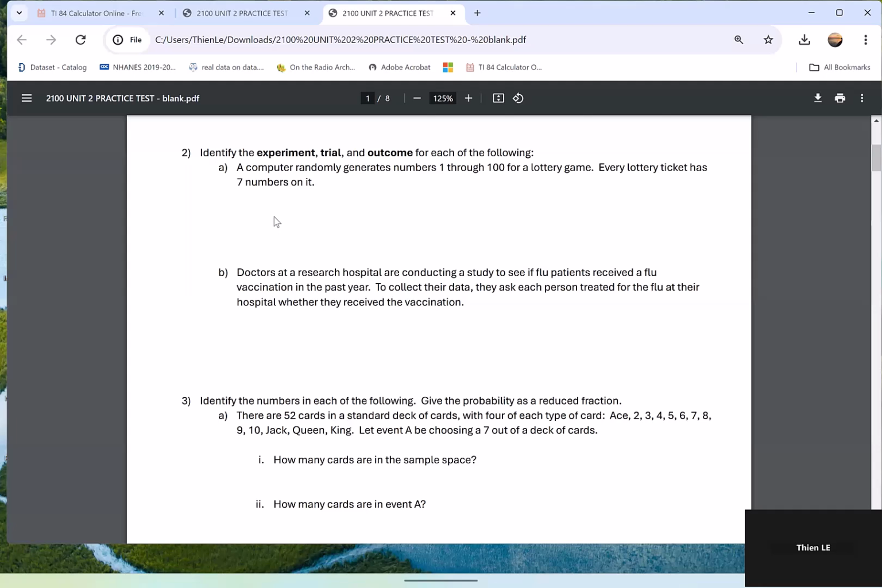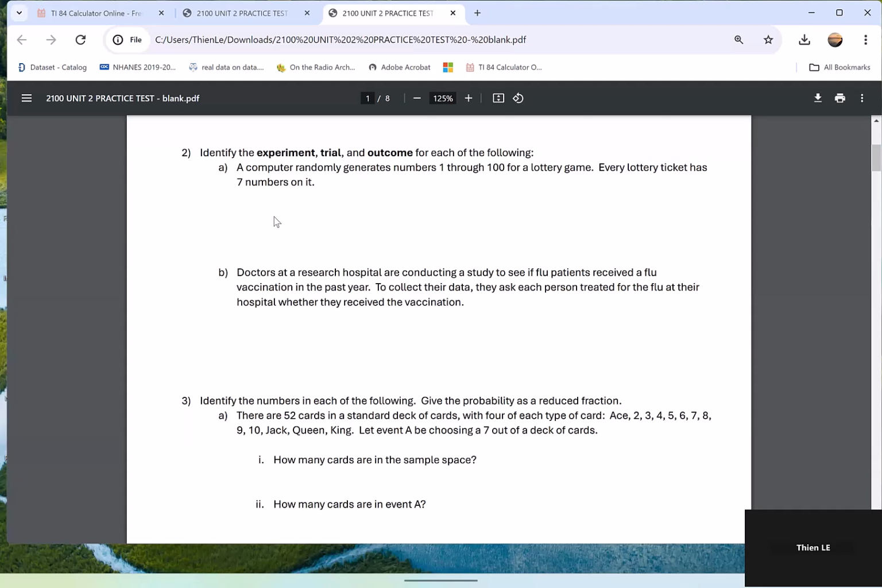Doctors at a research hospital are conducting a study to see if flu patients received a flu vaccine in the past year. To collect the data, they asked people treated for the flu at the hospital whether they received the vaccination. So what they do is keep asking people treated for flu if they received the vaccine or not. So the experiment here is just a sequence of people who are asked whether they got the vaccine or not.